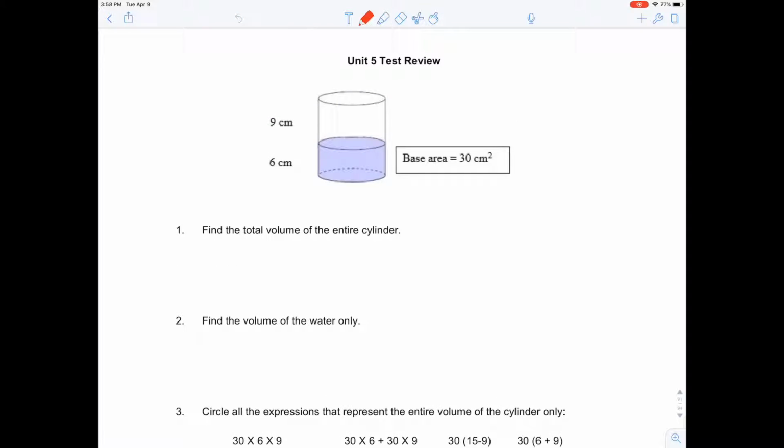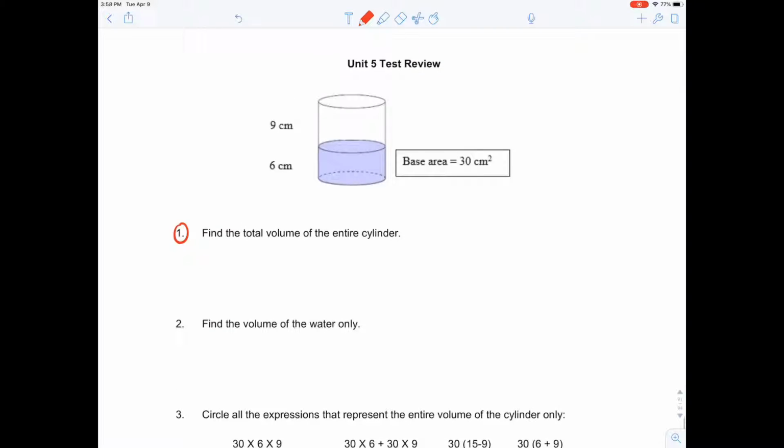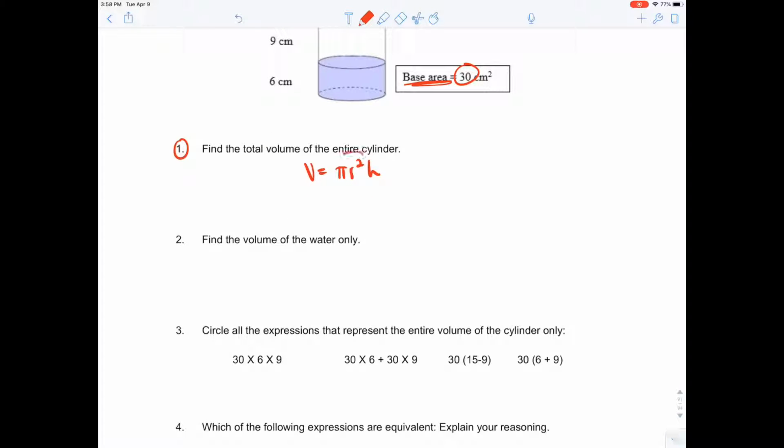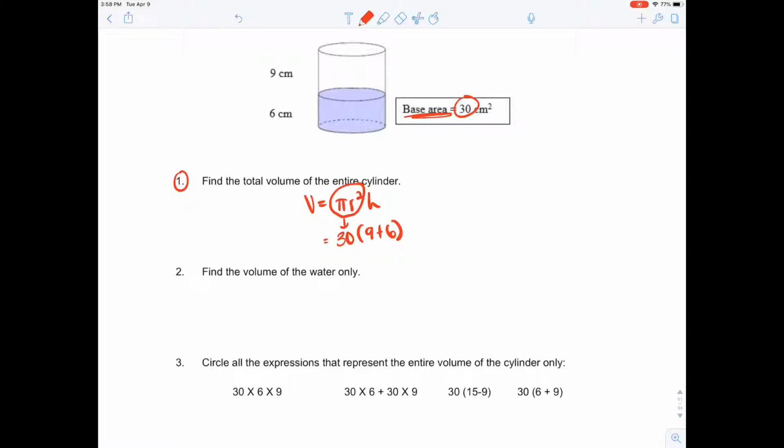So let's get started. Question 1 asks us to find the total volume of the entire cylinder. Remember, your volume is equal to pi r squared h. Notice how they give us a base area here. So this is 30. What's nice is that we already have this pi r squared bit, so we really don't need to do anything except plug in 30 for our area. Then we're multiplying it by the height. The entire height looks like it's going to be 9 plus 6, so we're going to be multiplying 30 by 15.